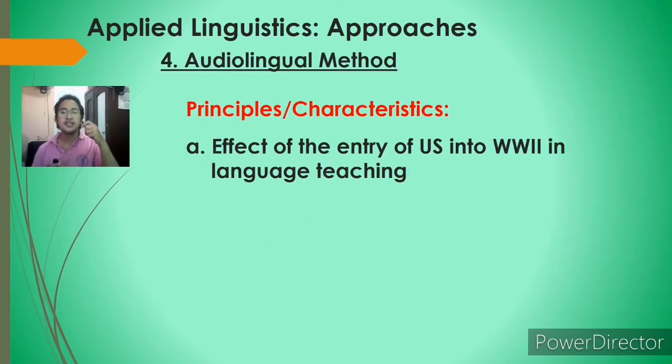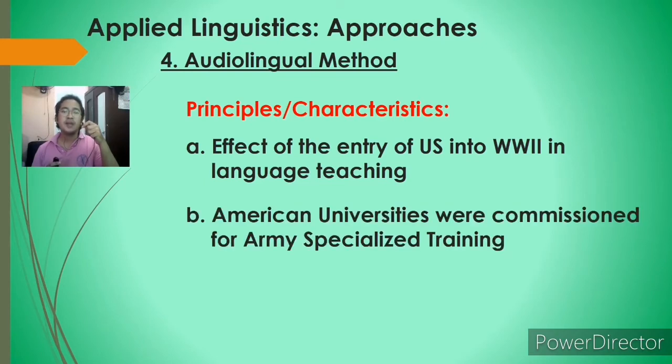The entry of the United States into World War II had a significant effect on language teaching in America. Since the United States had many allied forces from different countries, they must educate these countries on how to use their language, and Americans must also know how to use other countries' languages, so that they would have effective communication. Therefore, the American government commissioned all American universities to develop foreign language programs exclusively for military personnel. As a result of the commission, the Army Specialized Training Program was made.